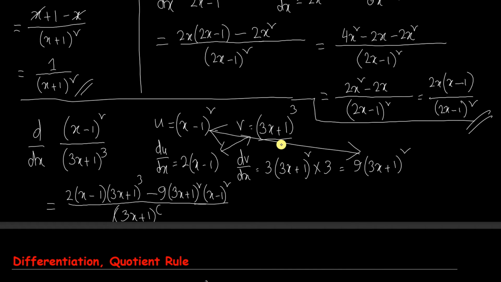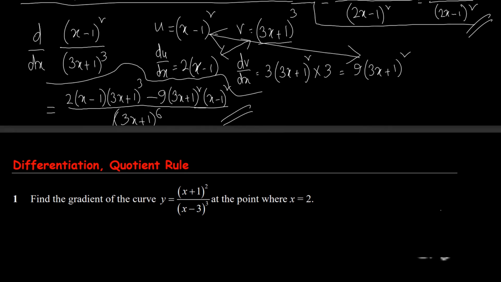I'm not going to simplify it. We can simplify it more from here, but the differentiation is done, and we can leave our answer here because we are not using that part for another purpose. So let's see how a question on the quotient rule looks.